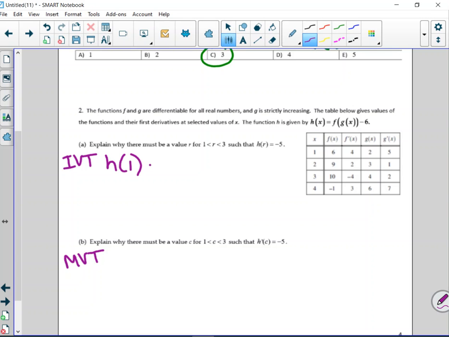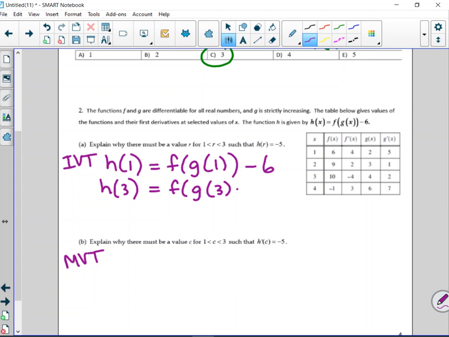H of 1 is f of g of 1 minus 6. H of 3 is f of g of 3 minus 6.